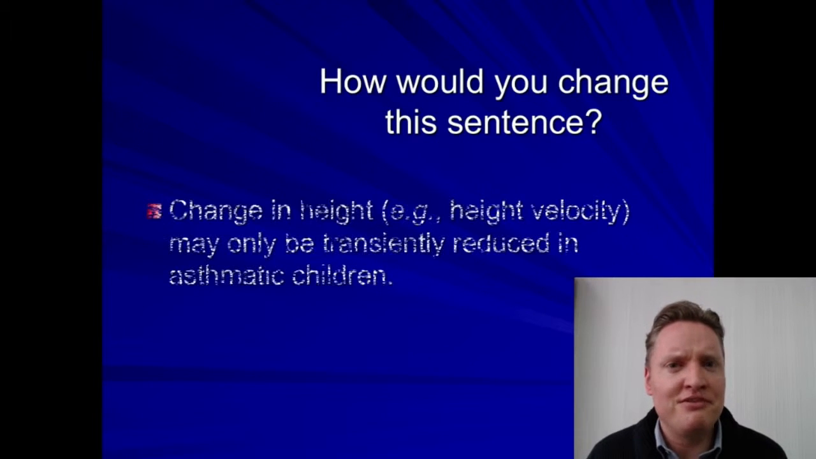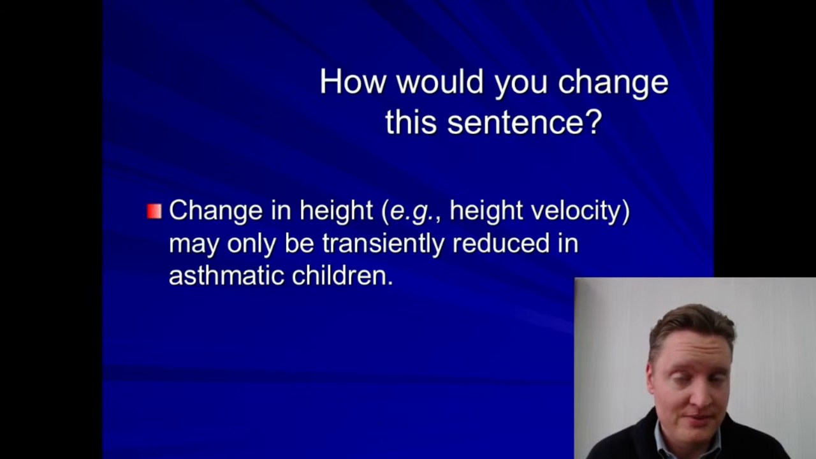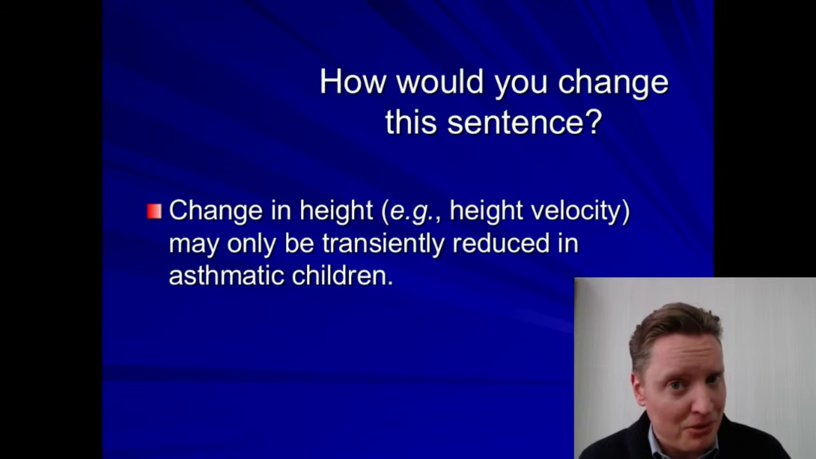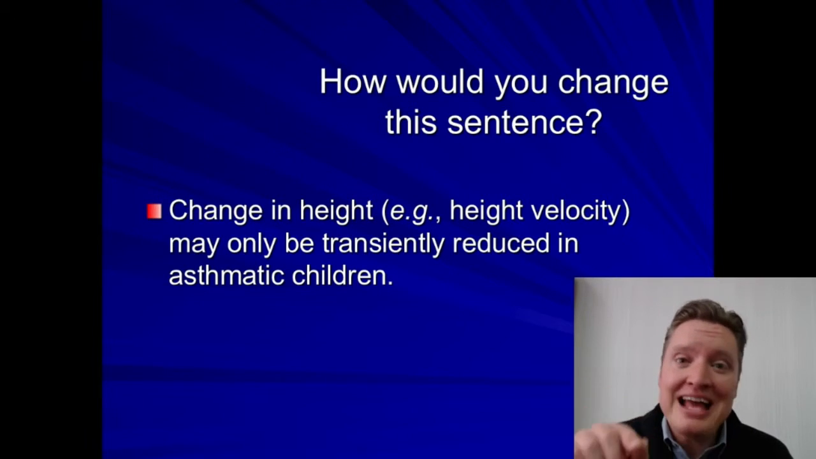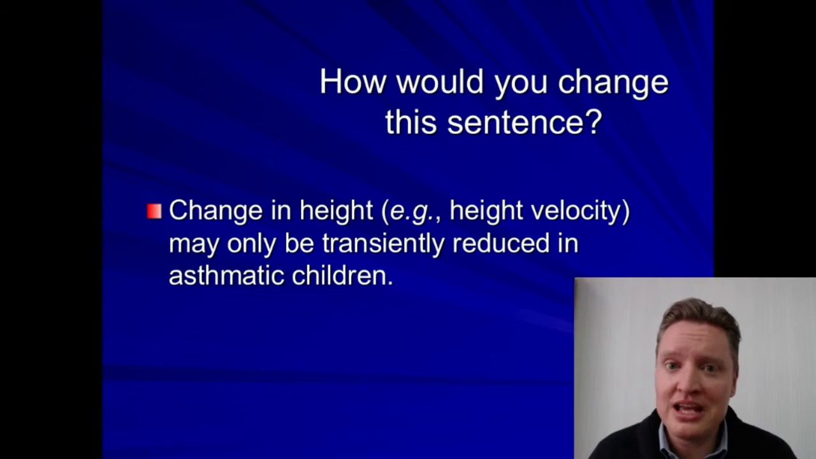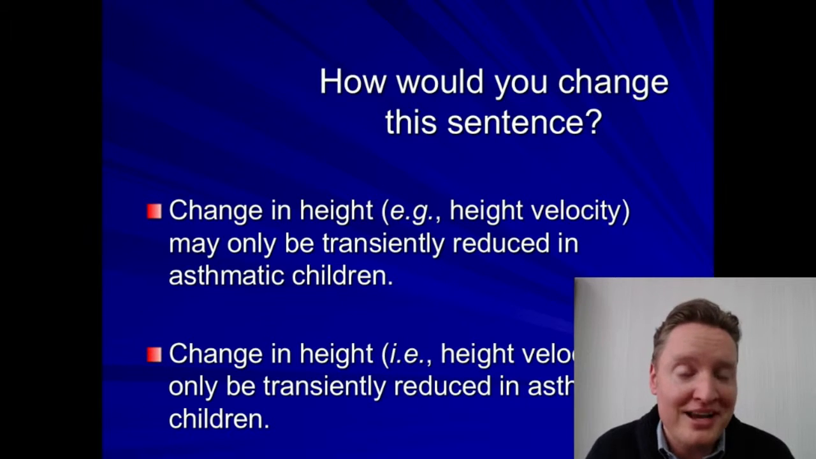Let me give you an example of this error in a paper. Here is a student, and he writes, change in height, e.g. height velocity, may be only reduced in asthmatic children. Now, the problem with e.g. here, e.g. means example, but the author doesn't want to use an example. He wants to define the kind of height. So he shouldn't say e.g., he should say i.e. He's trying to say exactly what kind of height it is. He's trying to name it. Better than e.g., just say namely height velocity.